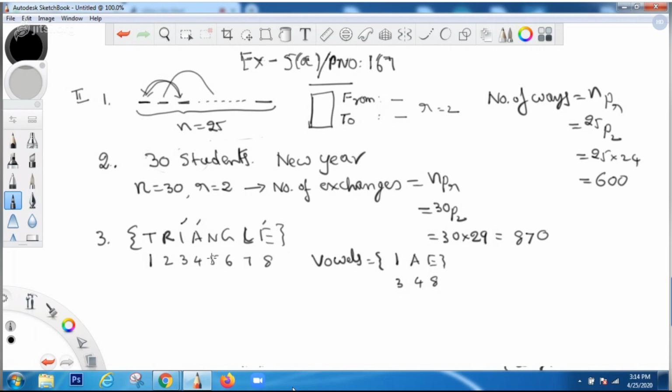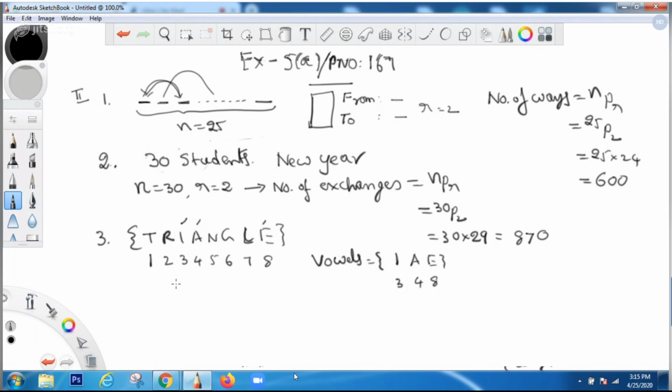But they are putting a condition on us. The condition is that the vowels I, A, E should be in the third, fourth, and eighth places only. I should not go to the first, second, fifth, sixth, or seventh place. Like that, we have to arrange. How many arrangements will come? That's the question.